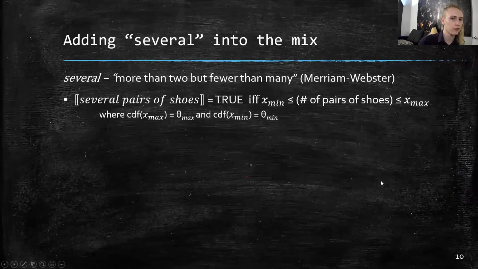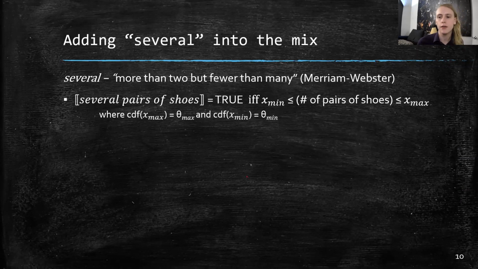All right, so we're going to look at few. We're also going to look at many. We also are going to look at several. So several has pretty limited semantic literature. And so we're going to jump off of basically a lexicographic report from Merriam-Webster saying that several is more than two, but fewer than many. This implies that several would have a lower bound and an upper bound. So unlike few and many, just having a single bound, this is going to have two.